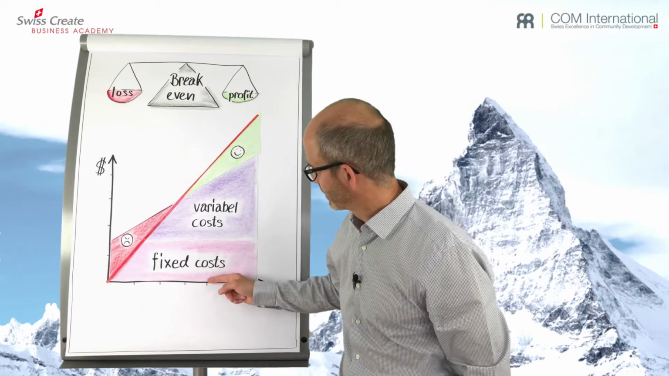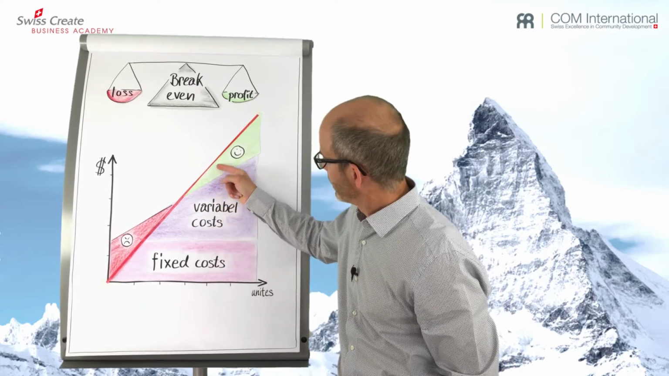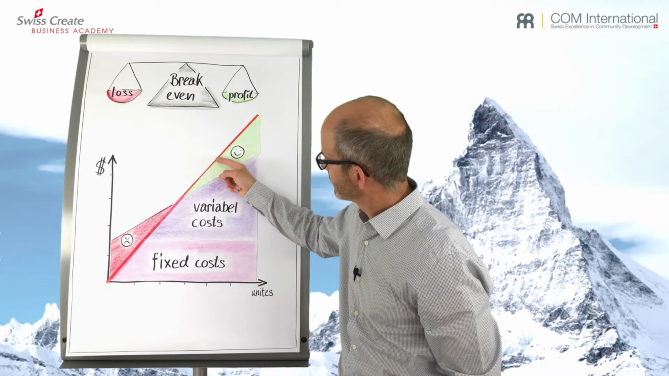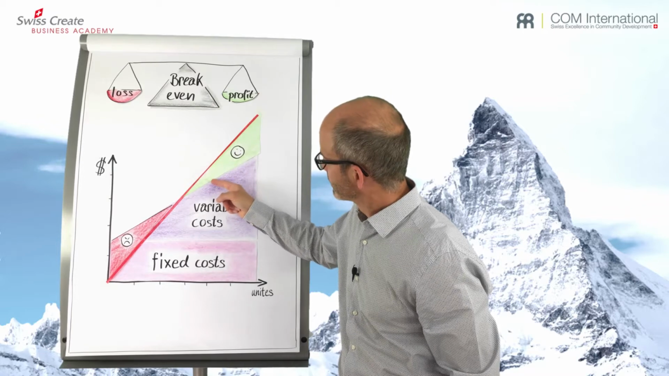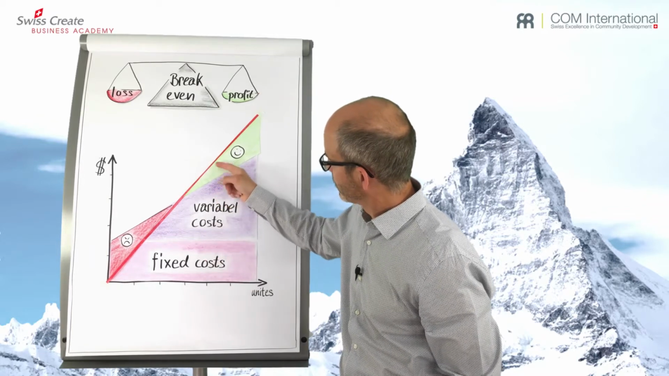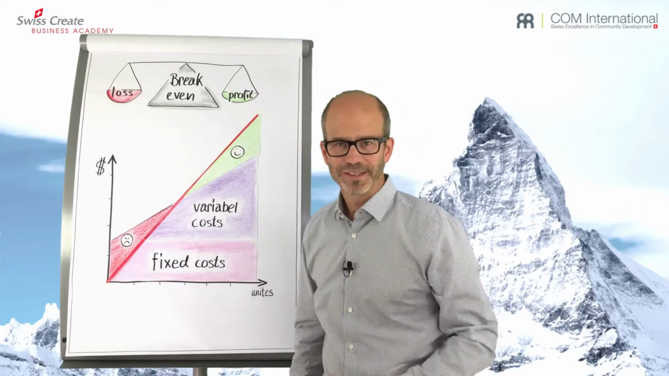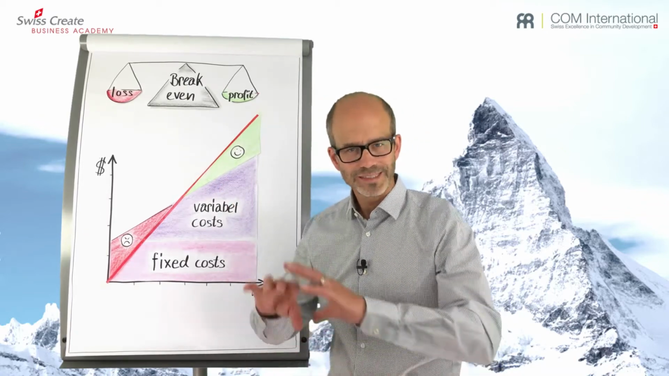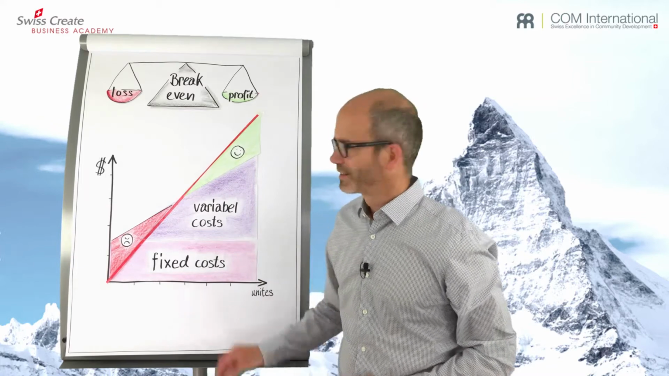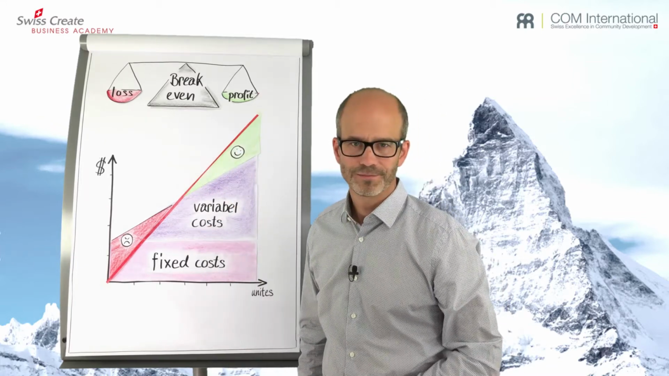If I have this quantity, I have that turnover and these costs. So I'm producing now a certain profit. So that's, very short, the theory of the break-even point.